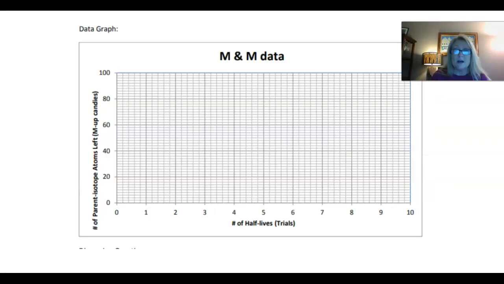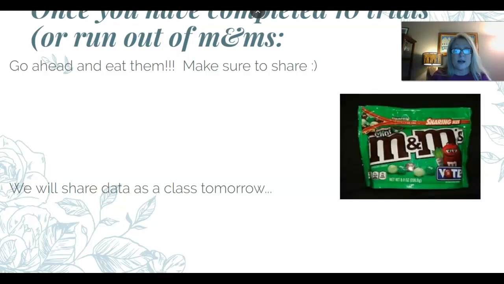So each time I'm going to only put back into the cup the ones that ended up being M side up, which should be about half each time. So eventually I'm going to run out of M&Ms, and I'm going to do all 10 runs. Tomorrow we're going to do this data chart and fill in the class data. Today I just want you to get your data, okay?